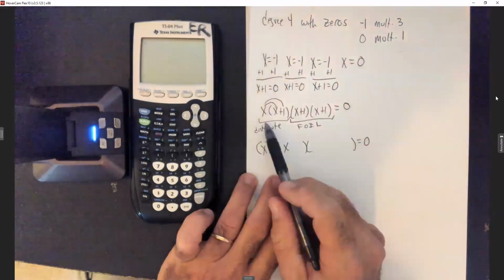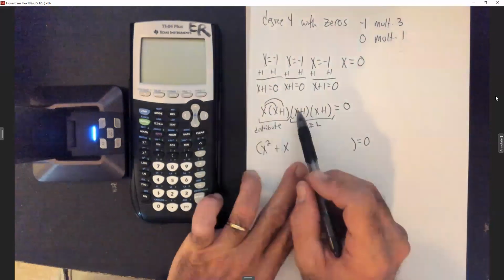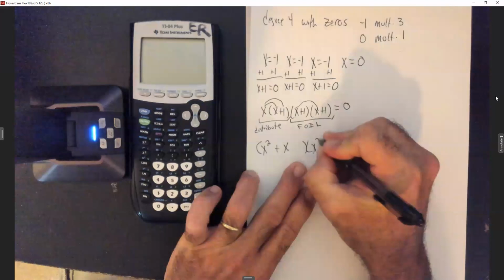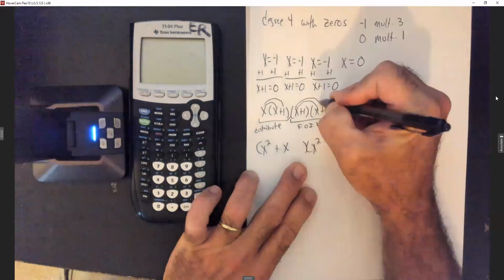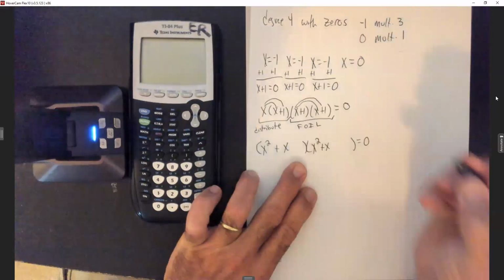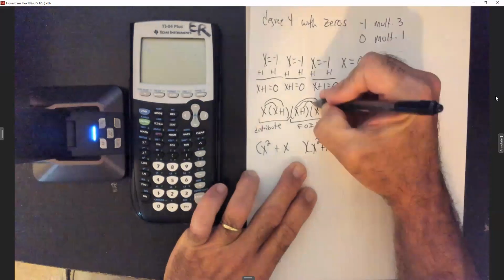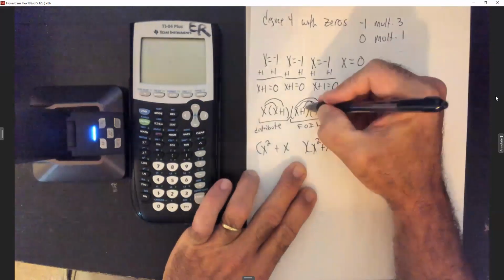The FOILing will take a little bit more time. X times x is x squared. x times 1 is 1x. 1 times x is 1x. And then 1 times 1 is 1.